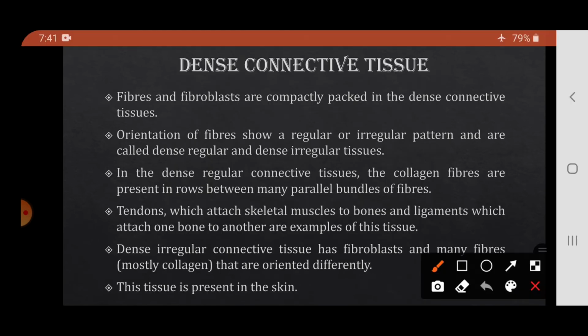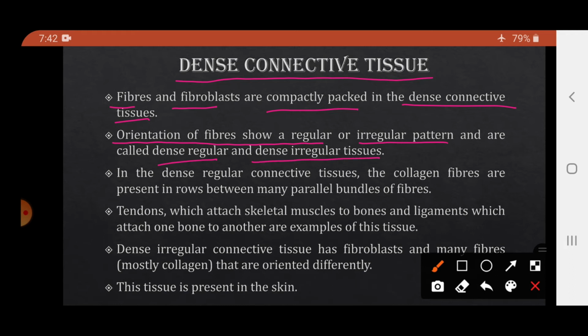Now students, the next type of the connective tissue is the dense connective tissue. So here fibers and fibroblasts are compactly packed in a dense connective tissue. So जो फाइबर्स होते हैं एंड जो सेल्स होते हैं, यहाँ पे मेन सेल्स कौन से हैं? फाइब्रोब्लास्ट. सो ये फाइब्रोब्लास्ट एंड ये जो फाइबर्स होते हैं, सो ये मैट्रिक्स में कॉम्पैक्टली अरेंज्ड होते हैं. Orientations of fibers show a regular or irregular pattern and are called as dense regular and dense irregular tissues.